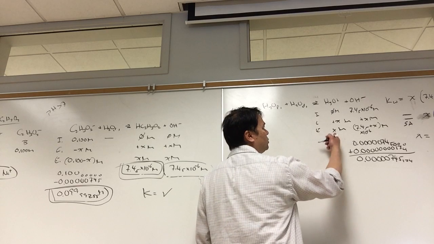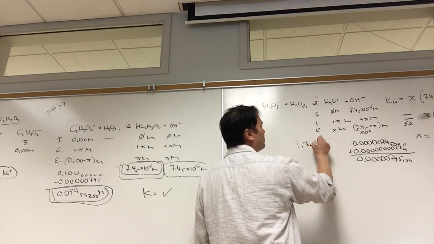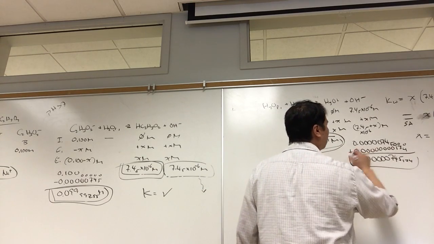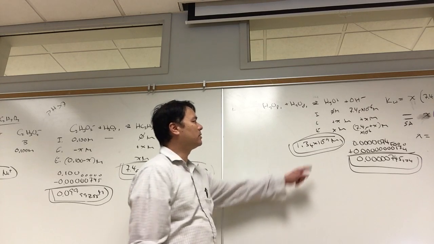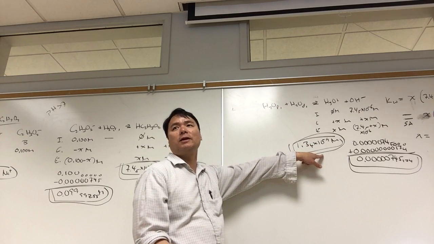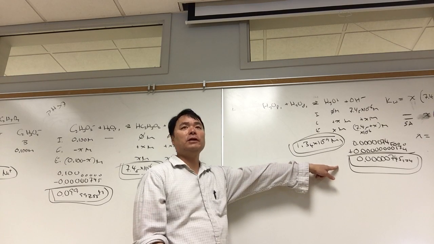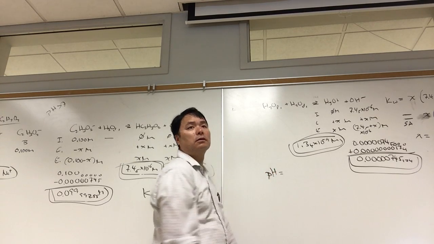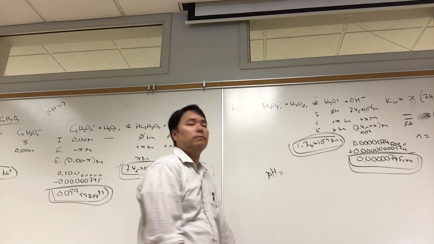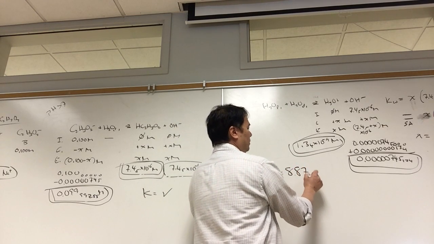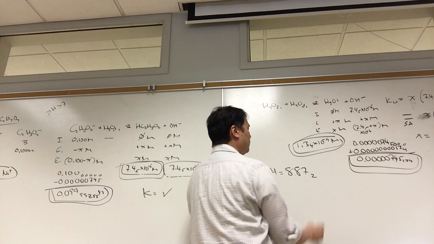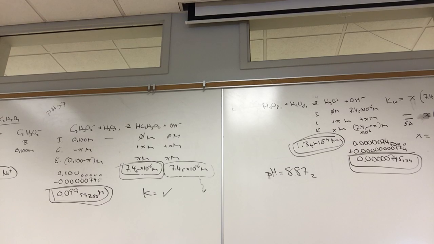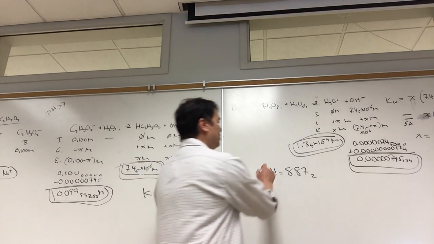And then the hydronium is going to be 1.34 times 10 to the minus 9 molar, which gives us a pH of what? We have two choices. Since we did step two, we can calculate the pH directly, or we could calculate it from pOH, either. And so the pH comes out to 8.872. Okay. Did we have to do step two?